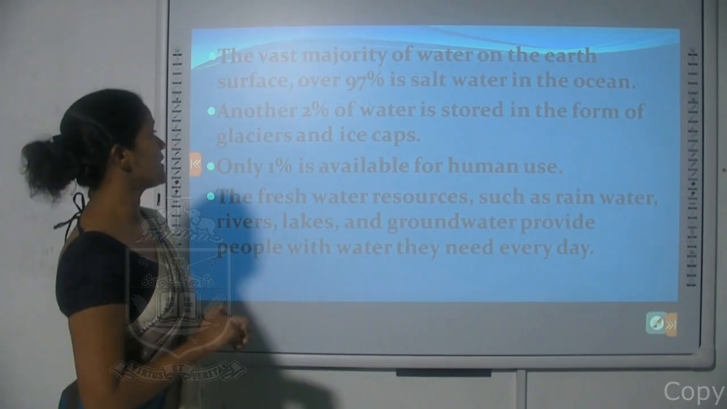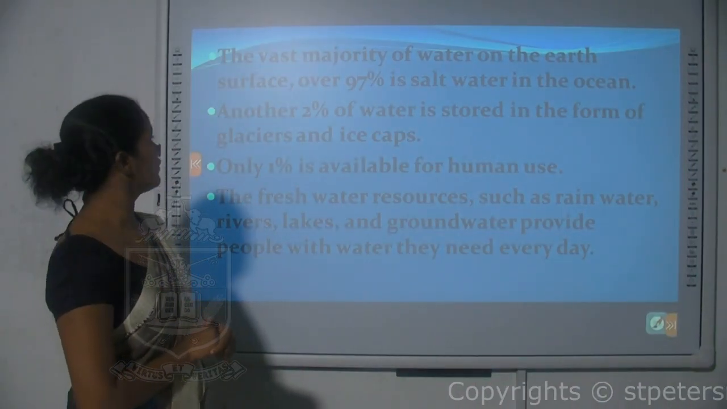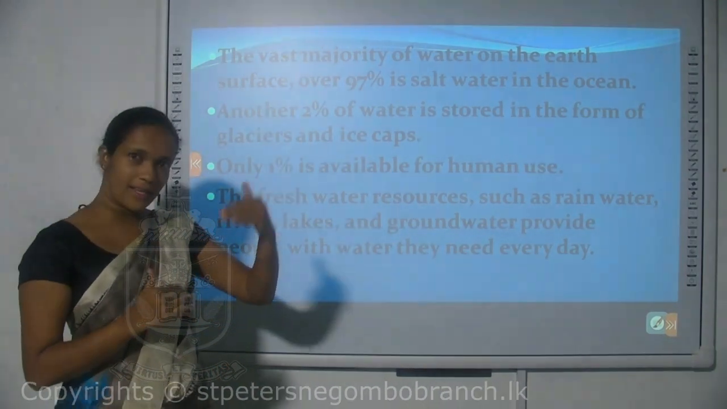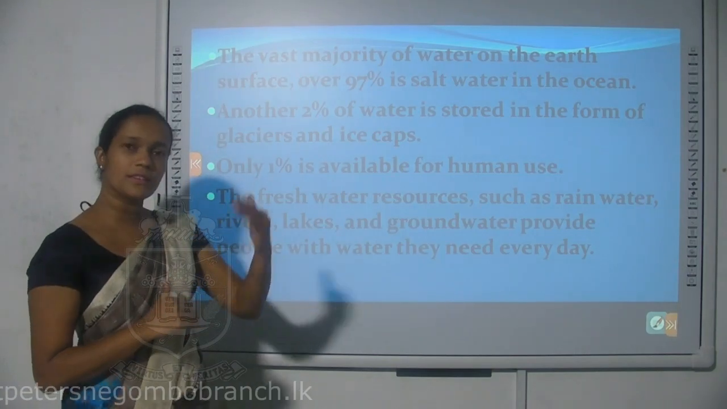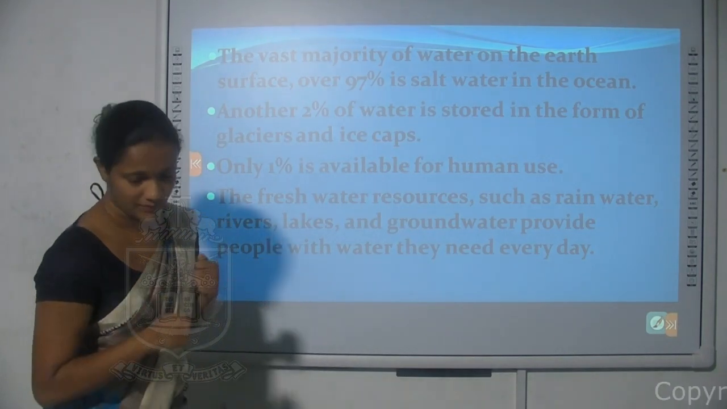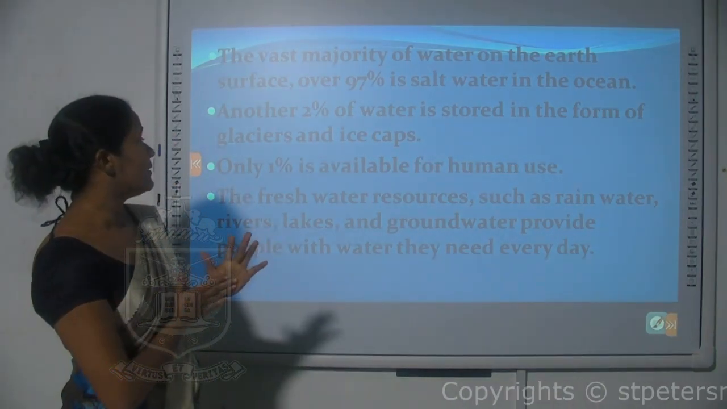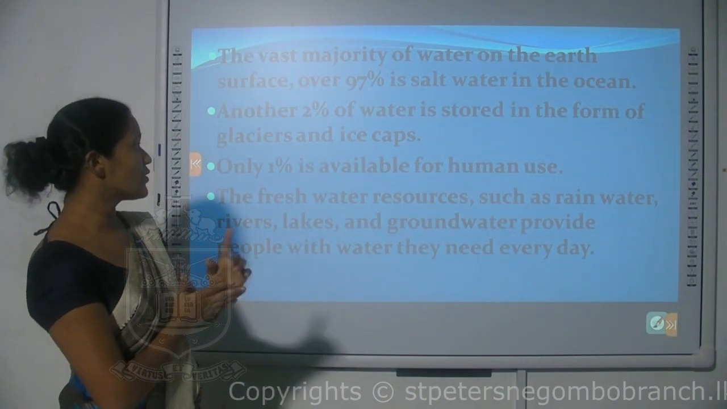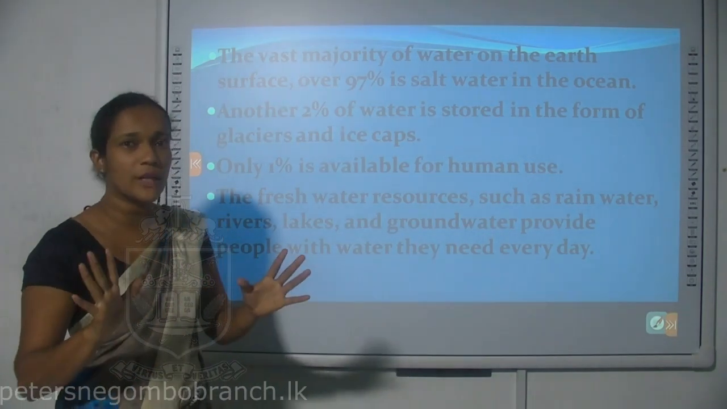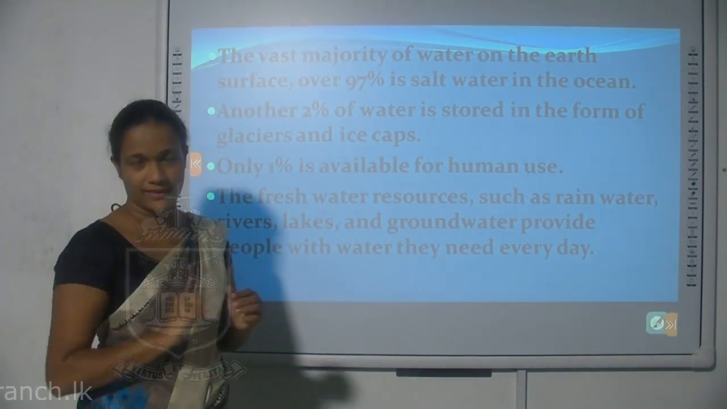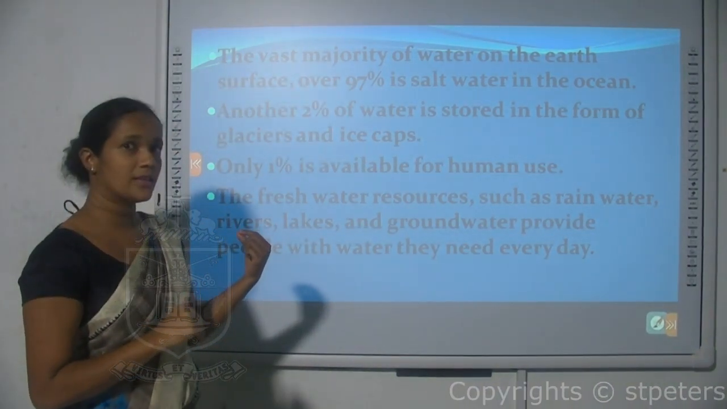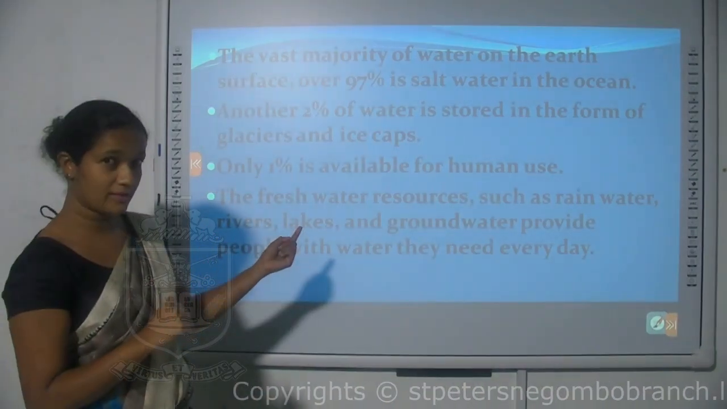And another 2% of water is stored in the form of glaciers and ice caps. In the northern and the southern part of the earth, we can see those glaciers and ice caps which we can't use for anything. And the most important thing is only 1% of water is available for human activities. For all the human activities, we have only 1%. Okay. Now, this 1% of water is included in freshwater resources.